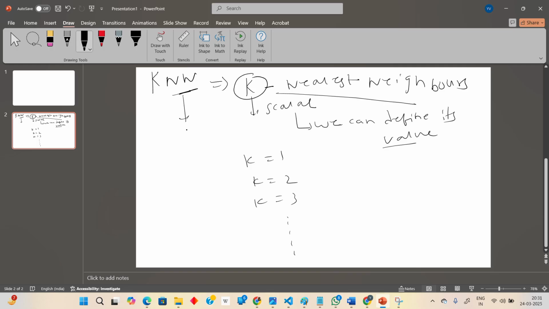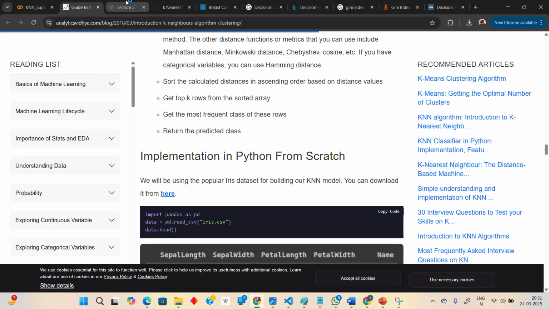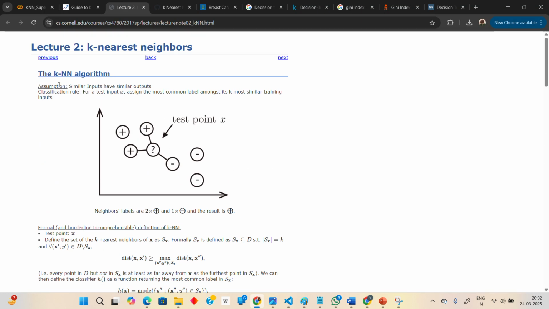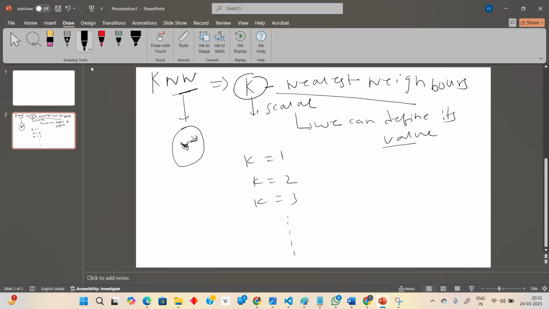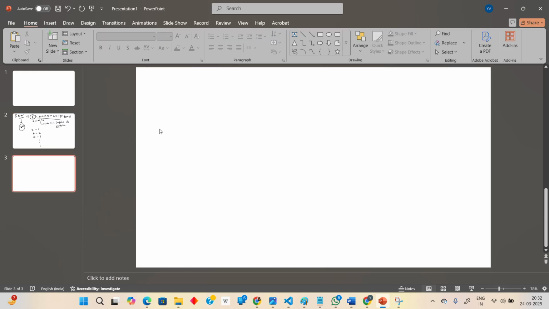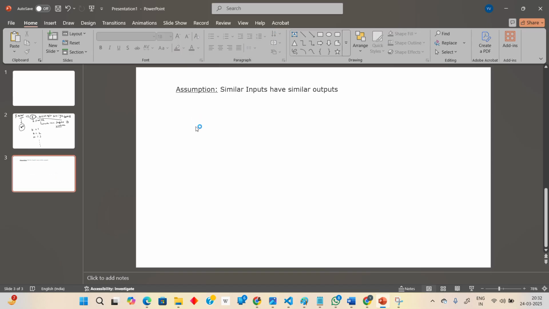What is nearest neighbors? It is an algorithm that takes the nearby points and considers that the data points will follow the same properties. Let me show you the lecture of KNN. Here it is very clearly stated: the assumption of k nearest neighbors is that similar inputs will have similar outputs. That is the primary assumption of k nearest neighbors. What exactly does this mean? Let me show you.